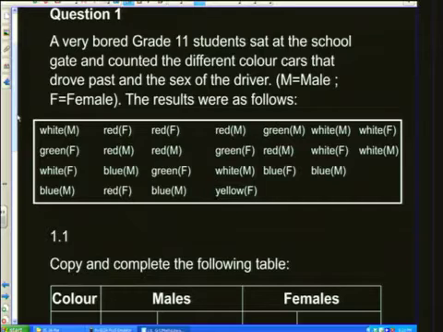A very bored grade 11 student sat at the school gate, counted the different color cars that drove past and the sex of the driver. M is equal to male, F is equal to female, and the results were as follows.